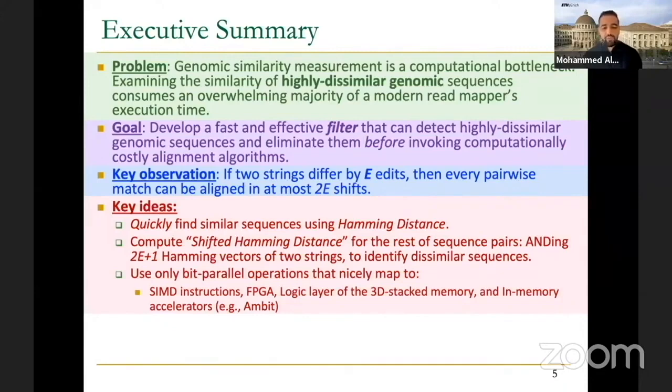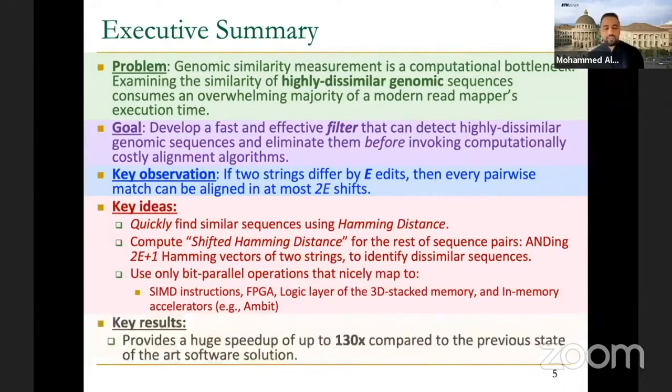And both of these two steps, we apply them in FPGA. Since the entire algorithm is highly parallelizable and everything relies on bit-parallel operations, you can use any hardware platform because this is a really hardware-friendly algorithm. You have the option to use SIMD instructions as published in the SHD paper, or you can use FPGA, 3D-stacked memory, and so on.